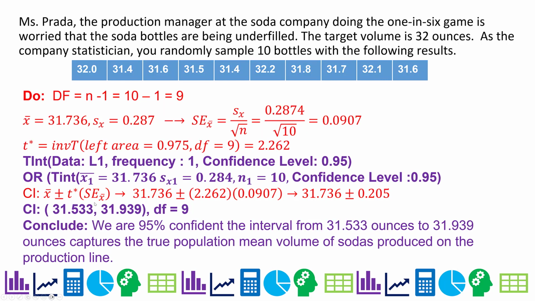So now that we have the interval here, basically there's the by hand calculation, but here it is from the calculator, and it gives you the degrees of freedom. Lastly, we add the conclusion. It's always we are blank % confident. In this case, we are 95% confident that the interval from 31.533 to 31.939 ounces captures the true population mean volume of sodas produced on the production line.